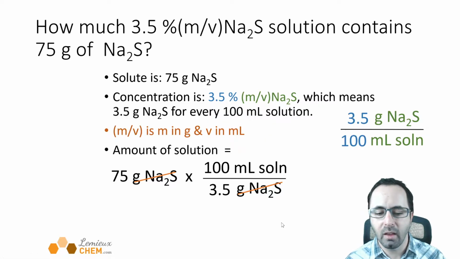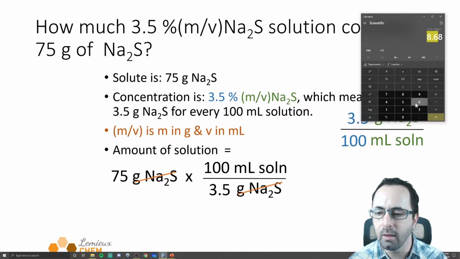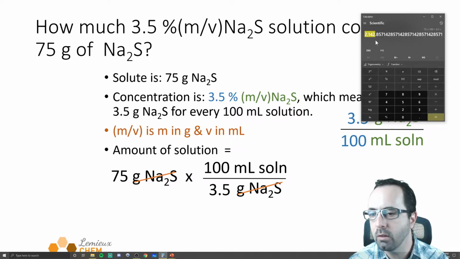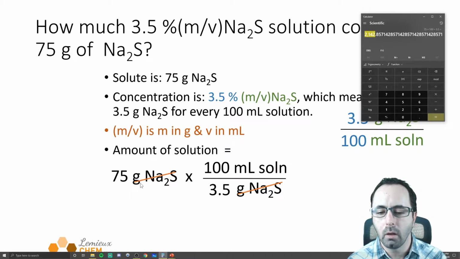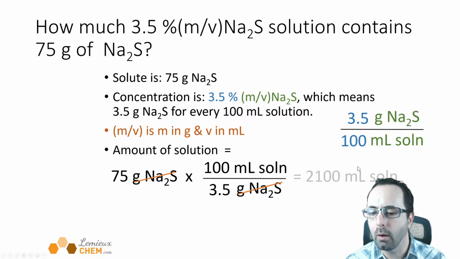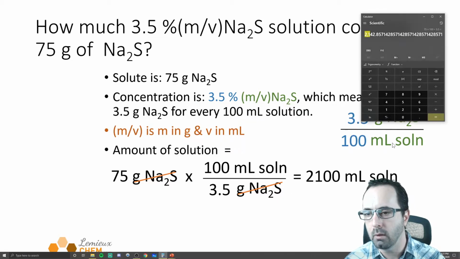So now that we've set it up, all that's left is to calculate: 75 times 100 divided by 3.5 equals, and we get about 2,142 milliliters. But notice our 3.5 has 2 sig figs and our 75 has 2 sig figs, so we're going to round this to 2 sig figs. Where the 2 and the 1 is, since the next digit is a 4, we round down. So we round down to 2,100 milliliters of solution.